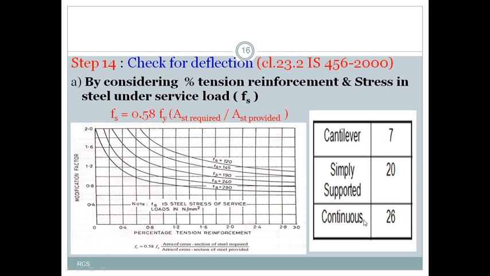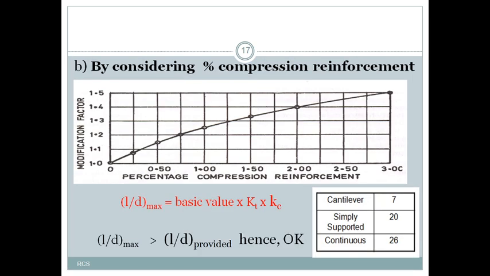This value will be helpful when you are checking the deflection of a particular beam, right? Next, in B category, consider the percentage of compression reinforcement.